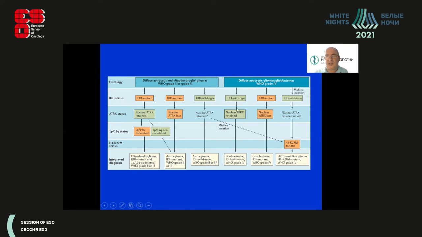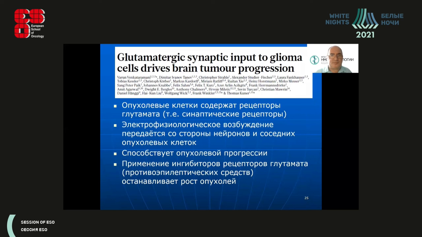So it's IDH status and its equivalent. So these events usually come in concordance with one another. And at the moment, we can say that not all the laboratories use additional diagnostics of the ATRX gene or the production of its protein.